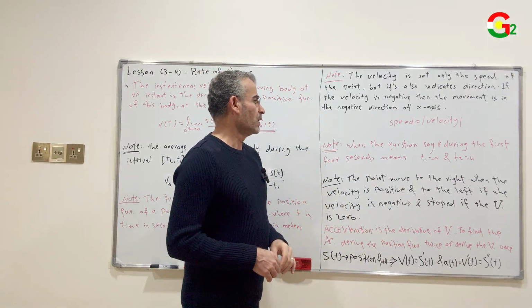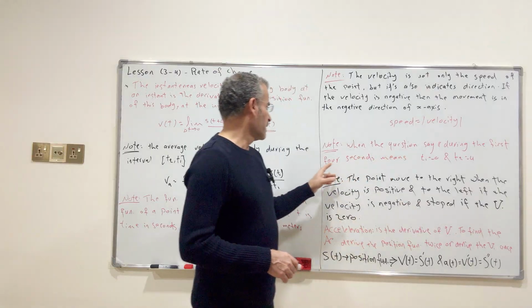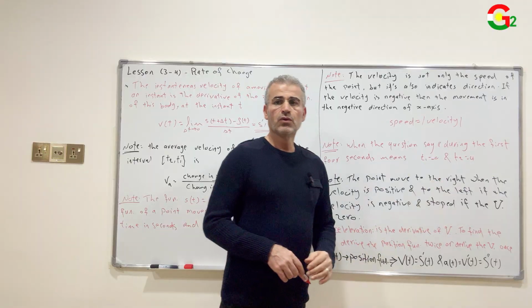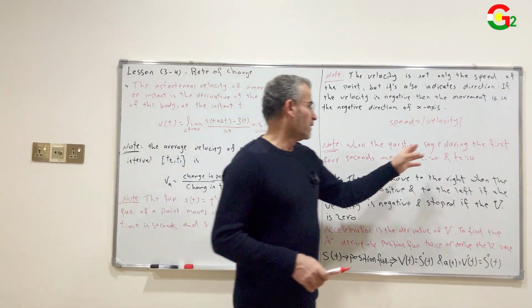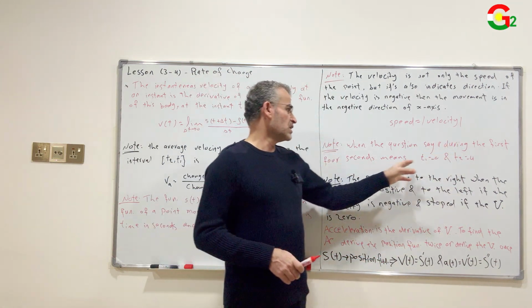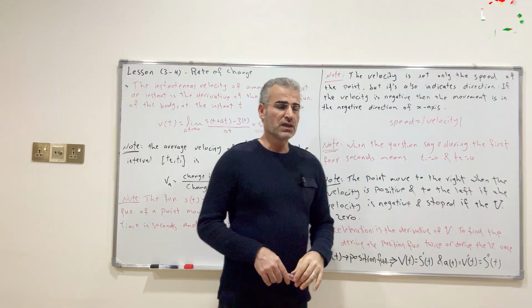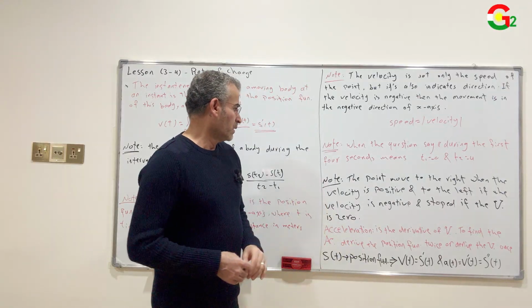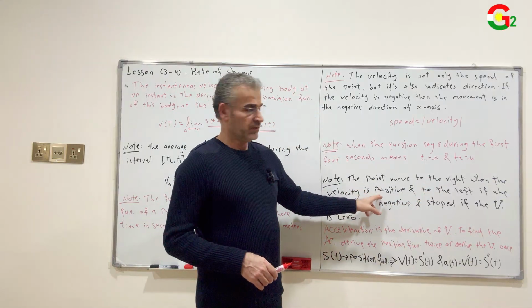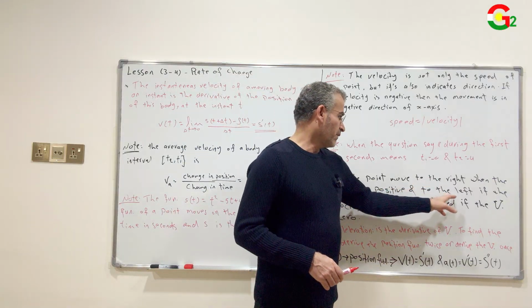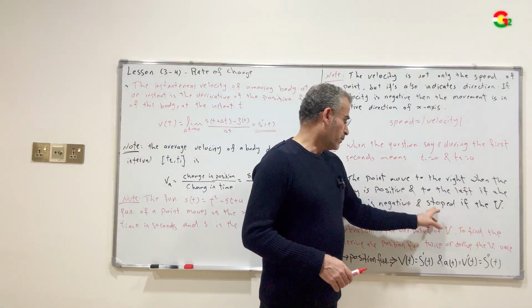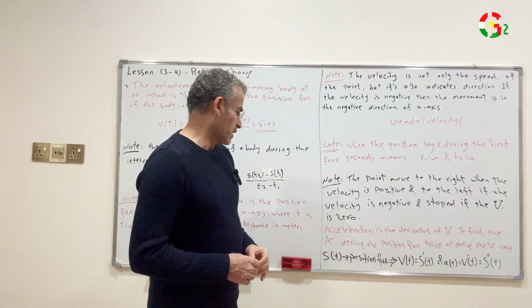Note, when the question says during the first 4 seconds, it means t1 is 0 and t2 is 4. If the question says during the first 3 seconds, it means t1 is 0 and t2 is 3. Note, the point moves to the right when the velocity is positive, and to the left if the velocity is negative, and stops if the velocity equals 0.